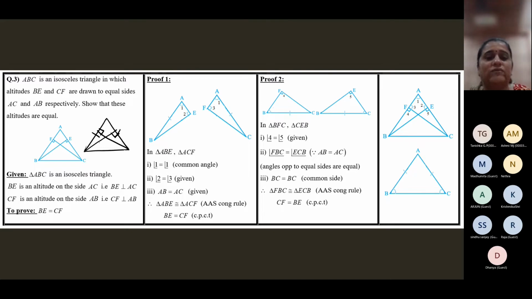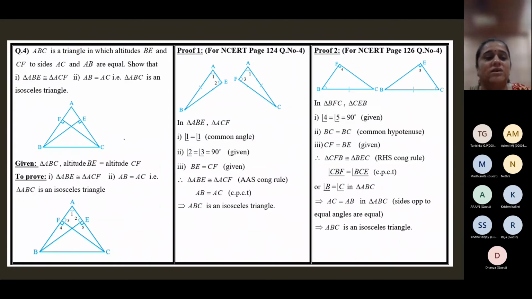So here the sides are equal. We have to prove that the altitudes are equal. Here the altitudes are equal. See here, BE and CF, the altitudes to the sides AC and AB, are equal. BE is equal to CF. The altitudes BE and CF are equal.